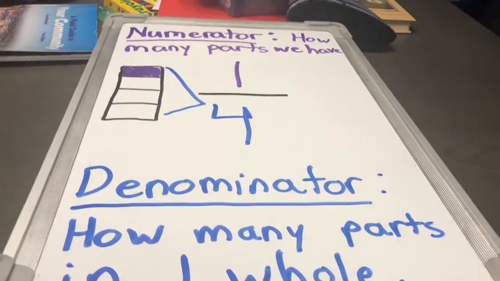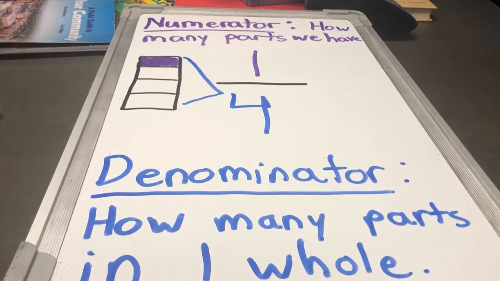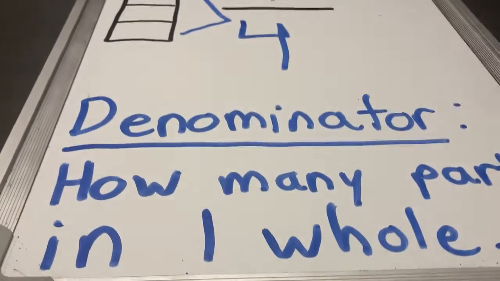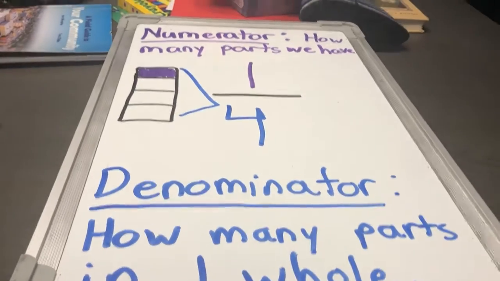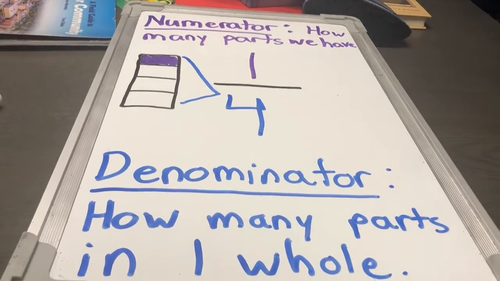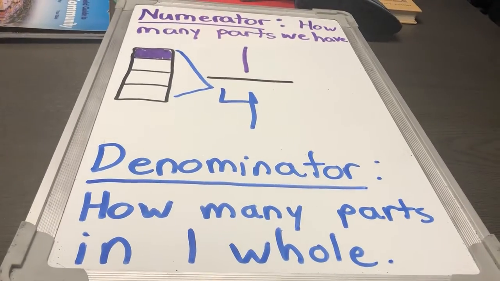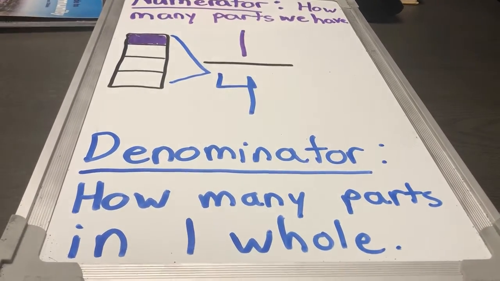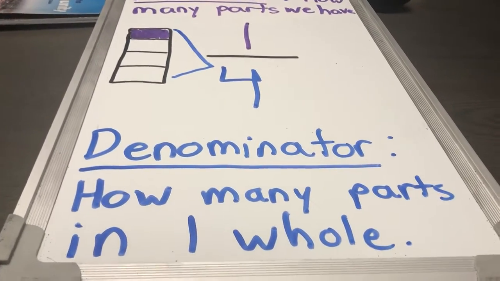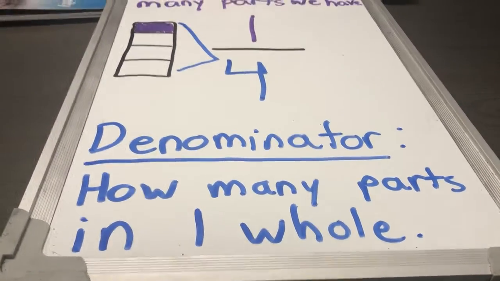We have two parts in a fraction. We have our numerator, the number that goes on top, and the denominator, the number that goes on the bottom. The numerator tells us how many parts we have of something. The denominator tells us how many parts are in one whole of that something.